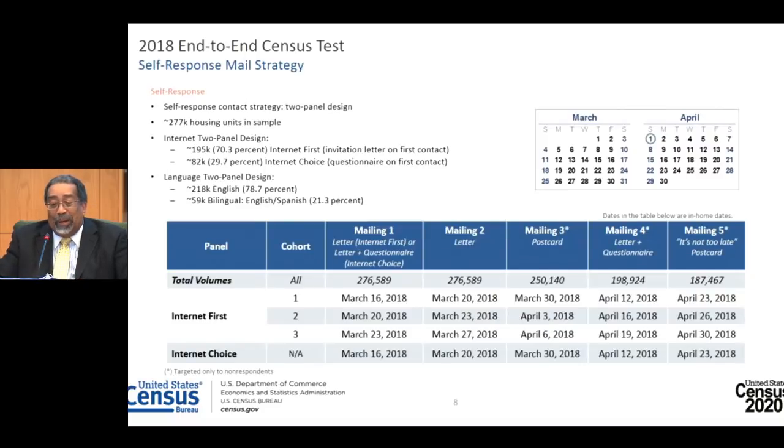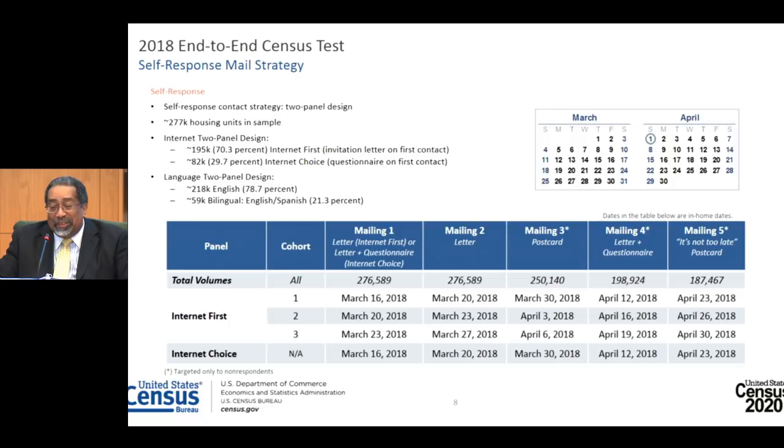There we go. As a reminder, what you're looking at now was our self-response contact strategy for Providence. We had a 2-panel design. It was a 70%, 30% split between internet first, which meant an invitation letter was sent on the first contact, and internet choice, a paper questionnaire, was sent on the first contact.